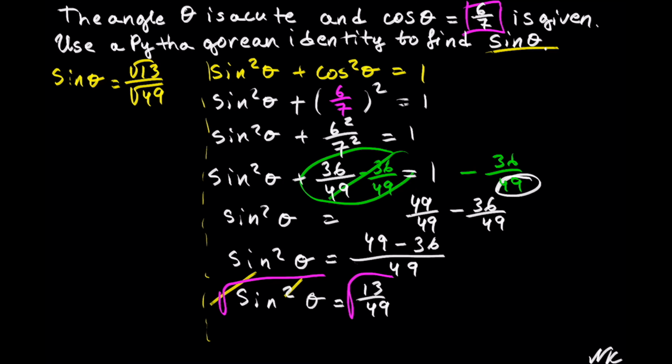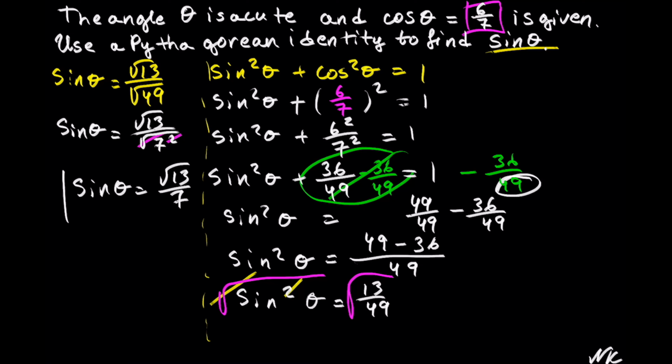We can rewrite 49 as 7 squared. So we get sine theta equals square root of 13 out of square root of 7 to the second. Square root and the second power will cancel, and we get sine theta equals radical 13 out of 7, and this is our final solution. That's all.